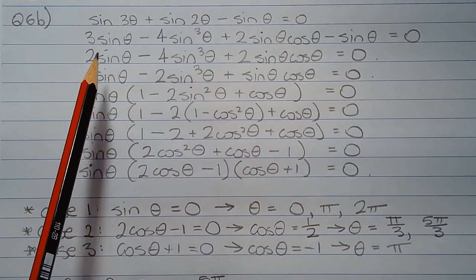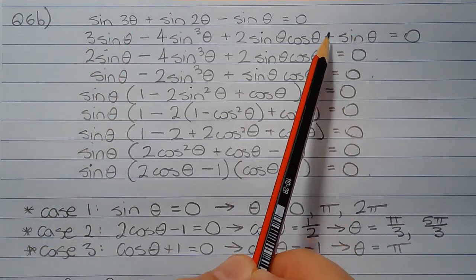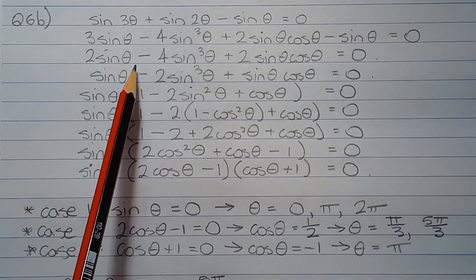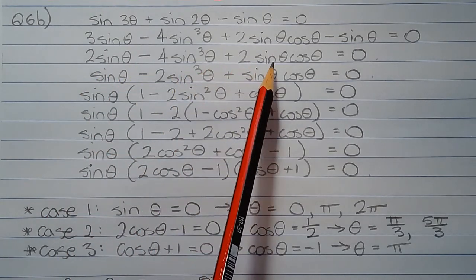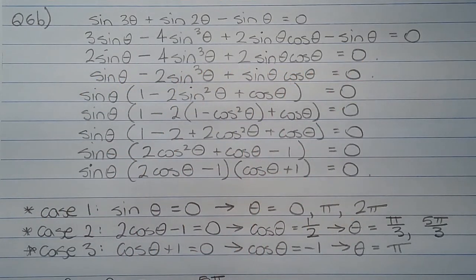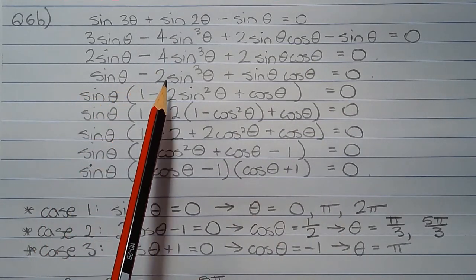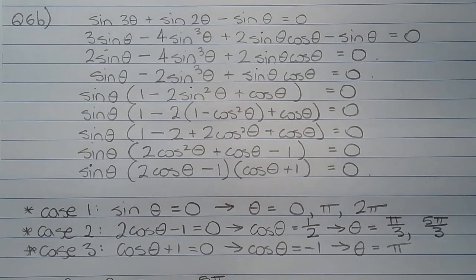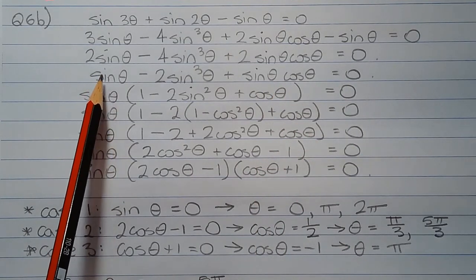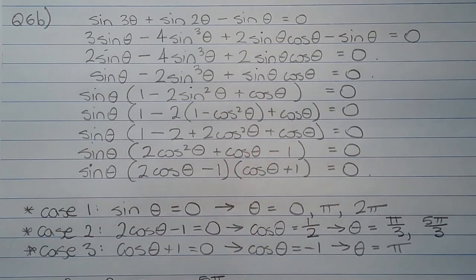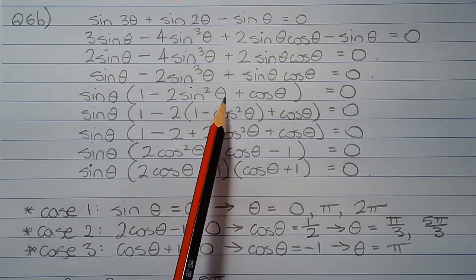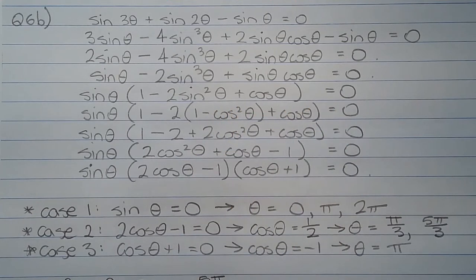Next, we can combine the like terms. So we have 3 sine theta minus sine theta becomes 2 sine theta. So the equation now is 2 sine theta minus 4 sine cubed theta plus 2 sine theta cos theta equals 0. Dividing all terms by 2, we get sine theta minus 2 sine cubed theta plus sine theta cos theta equals 0. Next, we factorize sine theta from the terms on the left-hand side. So that equals sine theta multiplied by 1 minus 2 sine squared theta plus cos theta equals 0.